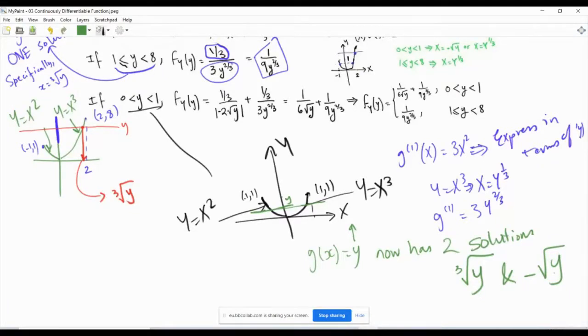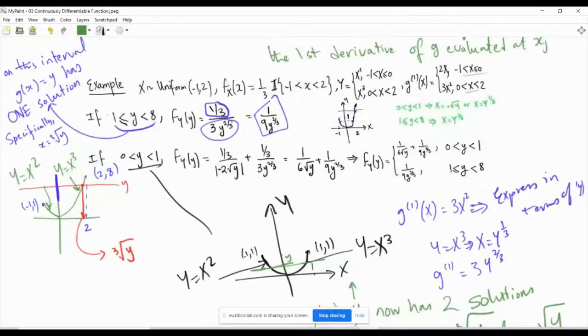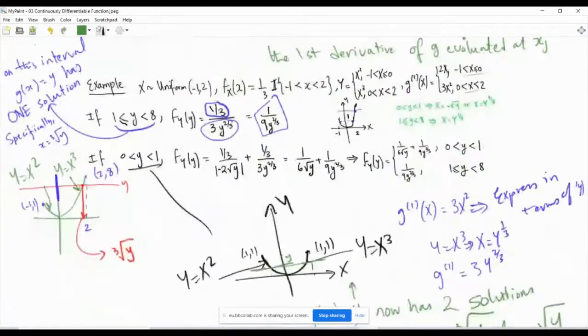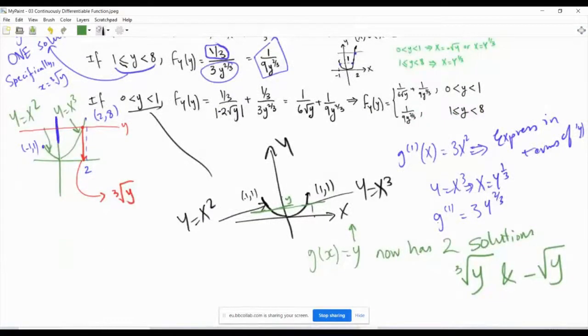Okay? So cubic root of y, we get it from this branch here. Again, the function is defined as such. And from the other side, you have y equal to x squared. And as you can see from the graph, the x giving you this particular value of y will be a negative x. So our solutions are basically cubic root of y and minus the square root of y. And what you do is that now you have two terms. So if you go to the general formula, now we actually have two terms and not just one term.